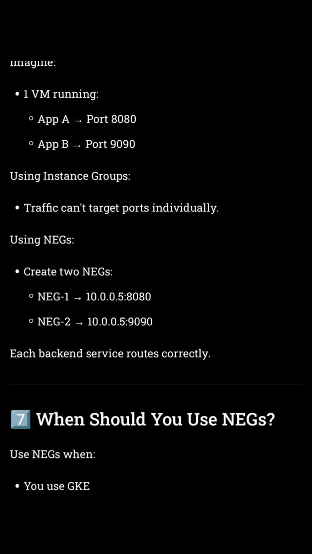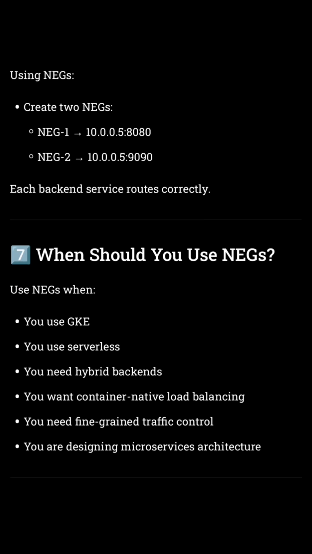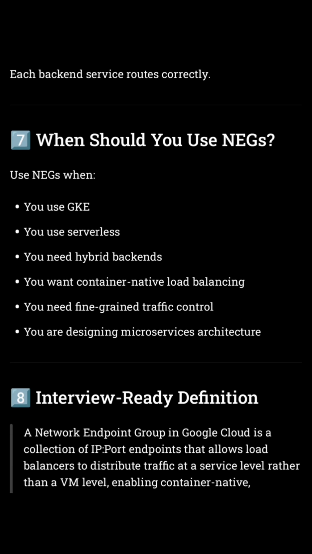So using NEG we can target each port based on the IP address and the port number. The IP address is 10.0.0.5 for both, and they are differentiated by the port number. Very useful, very handy.